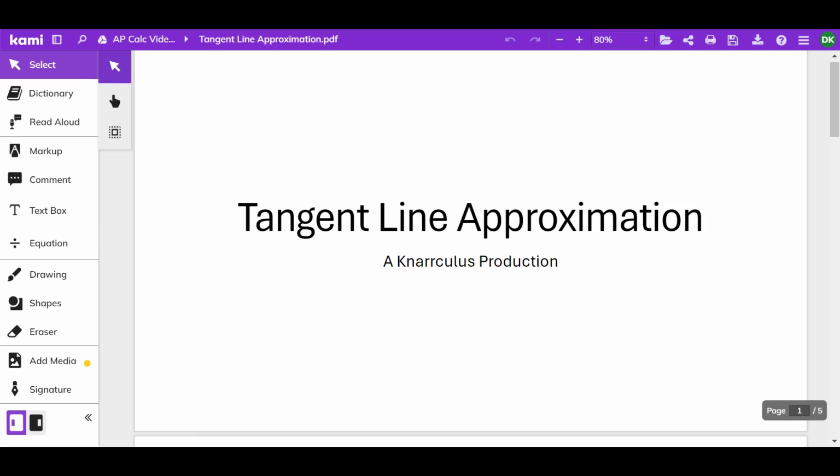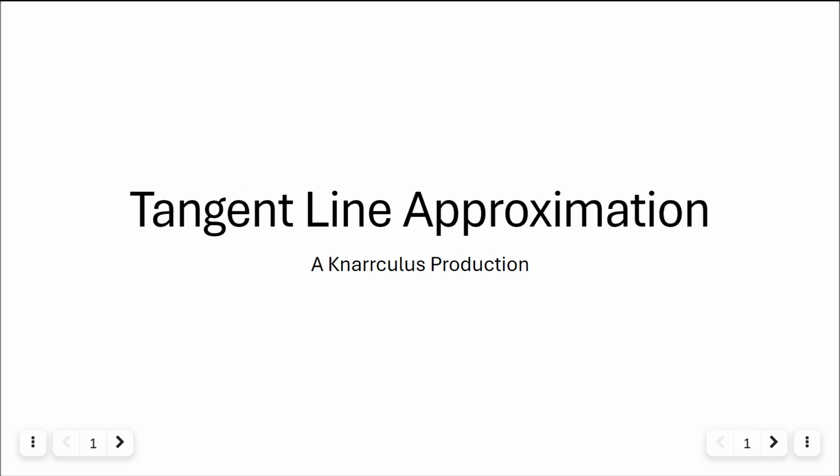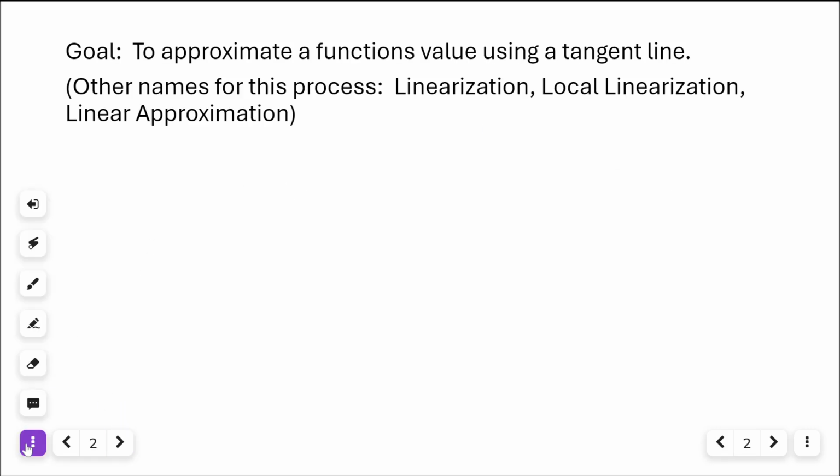Today we're going to be talking about tangent line approximations. Using the equation of a tangent line to approximate the value of a function. It sounds pretty complicated, but to be honest, it's pretty simple. Everything, basically, you already know how to do. So let's get started and have a look.